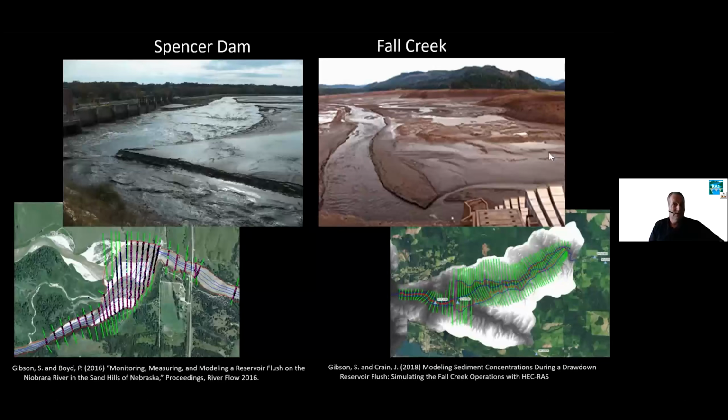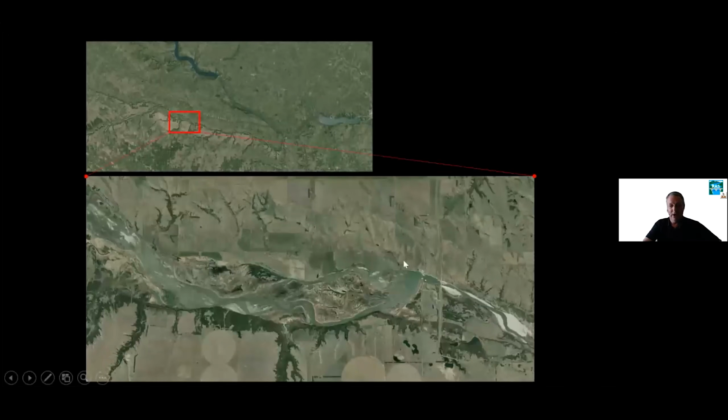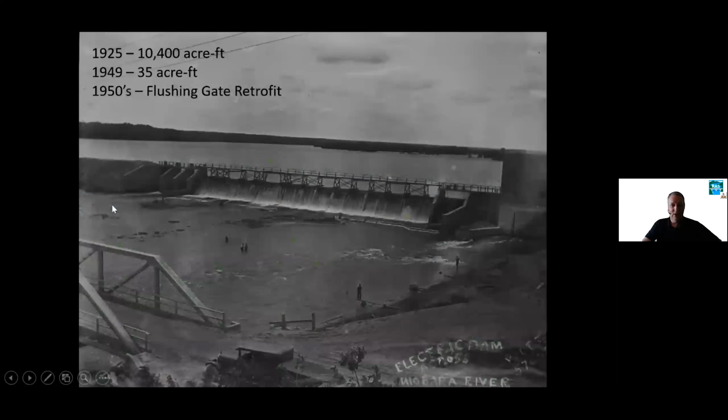I'm just going to show you one of them. This one on the left, Spencer Dam. Spencer Dam is on the Niobrara River, which is a tributary to the Missouri River in the northern United States. And if we zoom in on the Niobrara Reservoir here, you can see that this thing looks pretty full of sediment. This all used to be blue water, well past this picture.